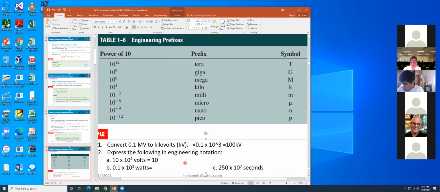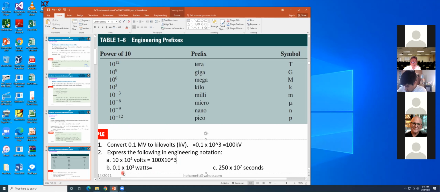So it can be 100 times 10 to the power of 3. Now, what I want you to make sure you understand is that the power has to match whatever power is here. If you don't want 3, you can go to 6. That's okay, but they must be in these powers here.